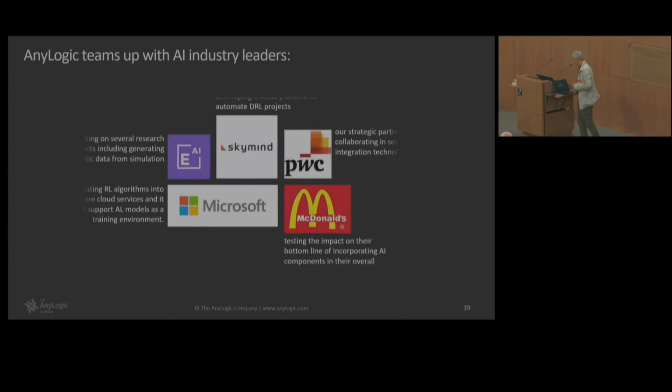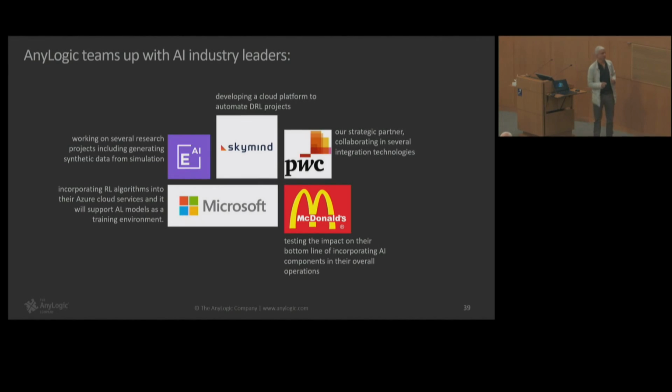All right, so we're partnering with leading AI companies: SkyMind, Element AI, Microsoft. Strategic partner is PricewaterhouseCoopers, and industrial partner is McDonald's. And you can see on this slide what these guys are doing and what our collaboration is about.